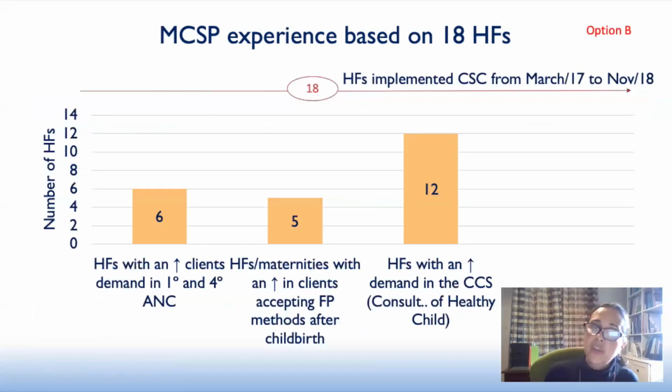In the end, we were seeing an increase in first and fourth antenatal care visits in at least 6 of the 18 health facilities. There was an increase in family planning uptake in at least 5 of the health facilities. There was an increase in demand for consultations for healthy child in at least 12 of the health facilities, and we saw this increasing after the end of the project. I'm going to stop there. There are lots of benefits to the partnership defined quality and the use of scorecarding in Mozambique.